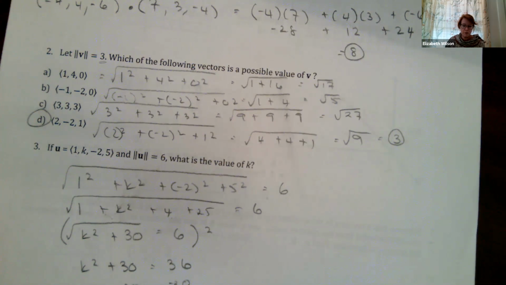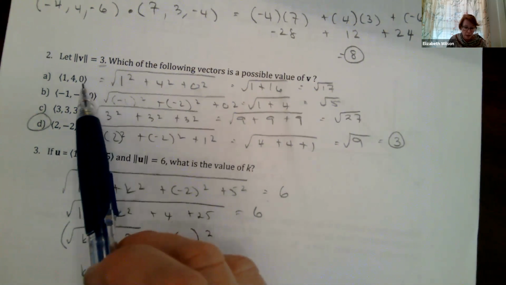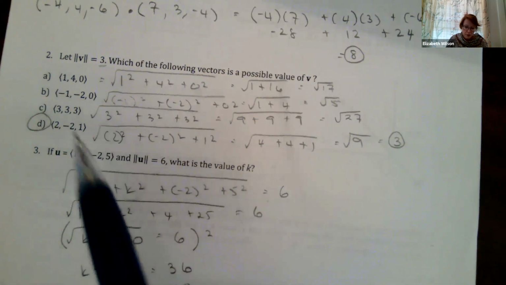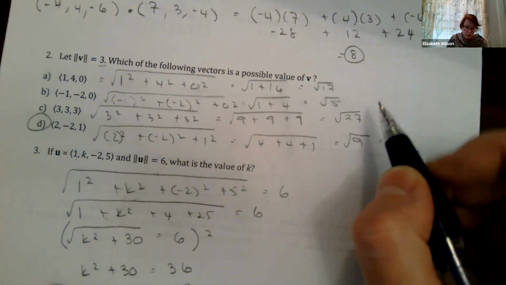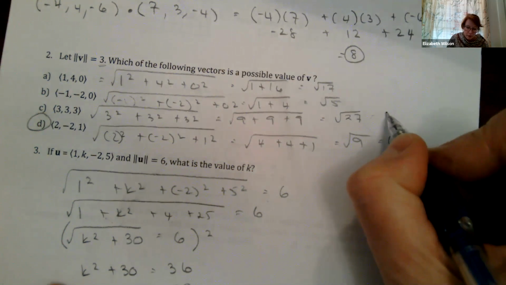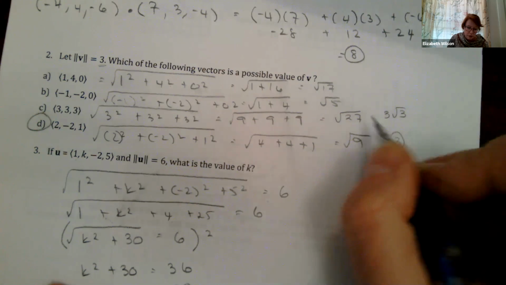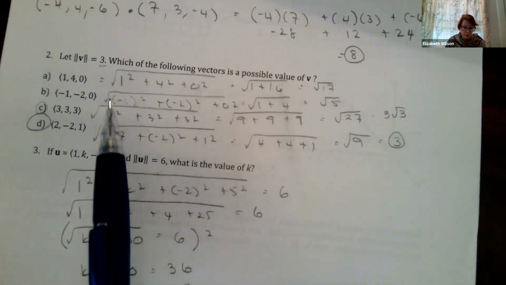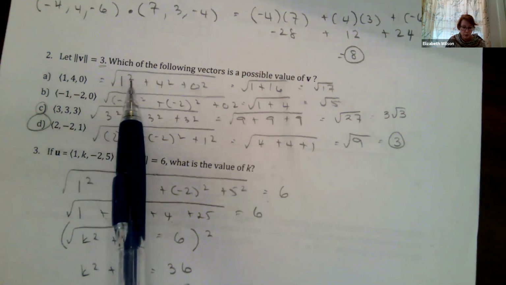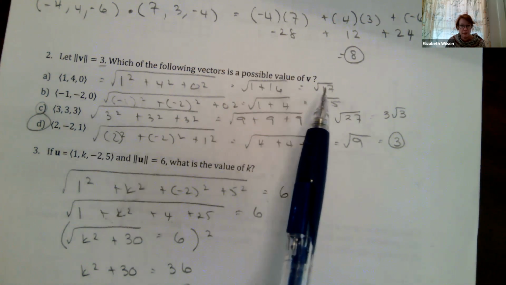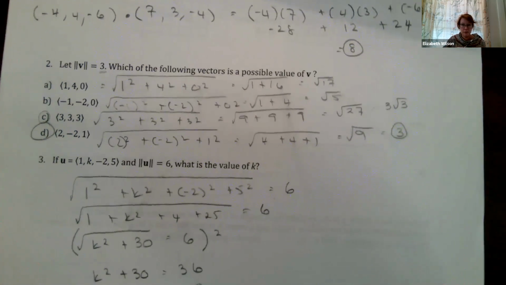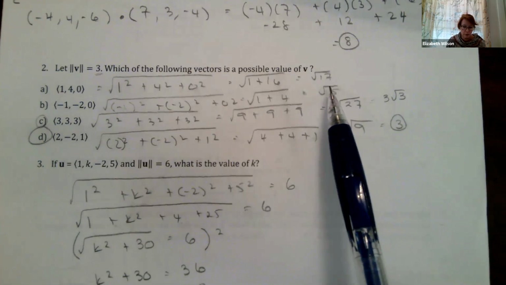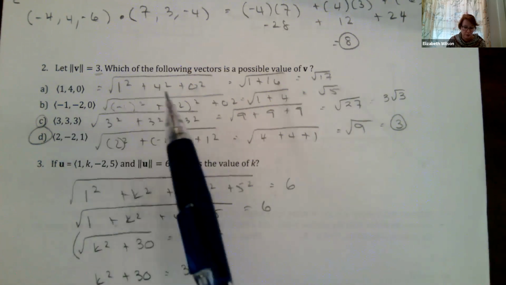So we want to know which of the following vectors is a possible value of V. So I'm looking at what my magnitudes are here. Actually, you know what? I think this probably could be 2, because this is 9 times 3. So this is 3 radical 3. So this possibly could be 2 because it's a scalar times that. If I take the magnitude of A, this is 1 squared plus 4 squared plus 0 squared. That gives me radical 17, so that doesn't have a magnitude of 3. It's not even closely associated with it. I can't even do a scalar on that one.